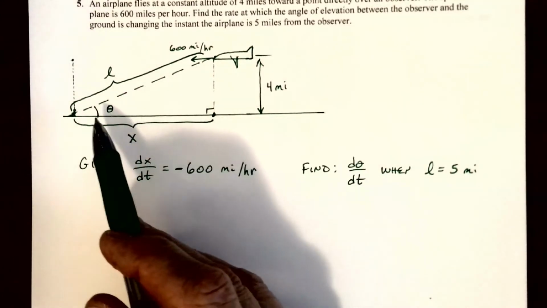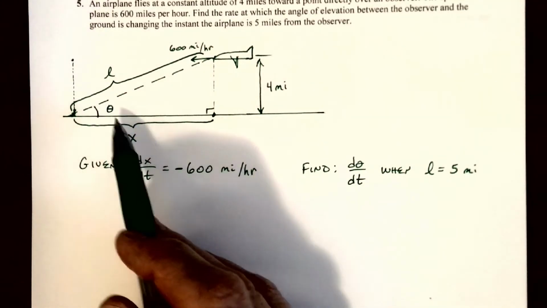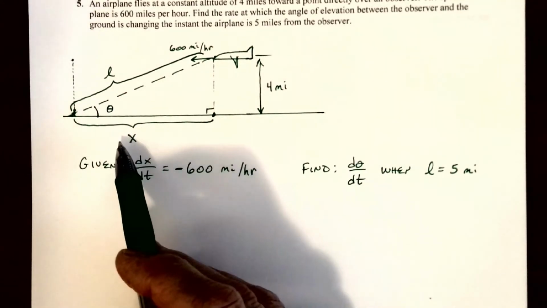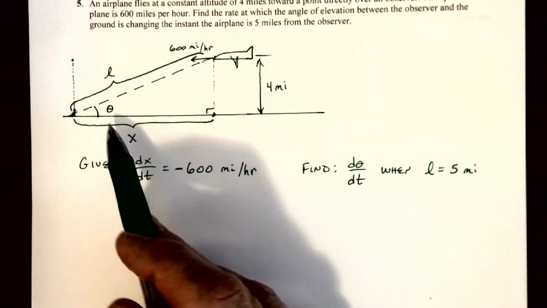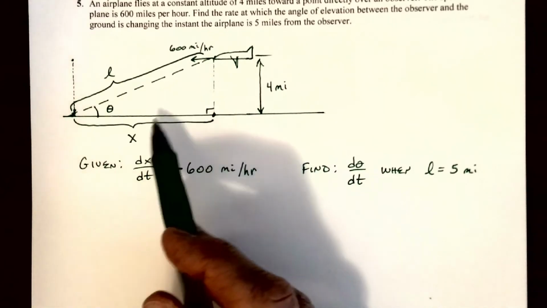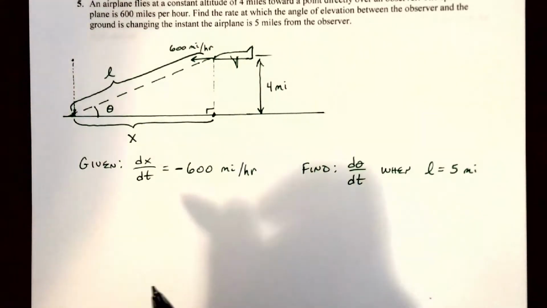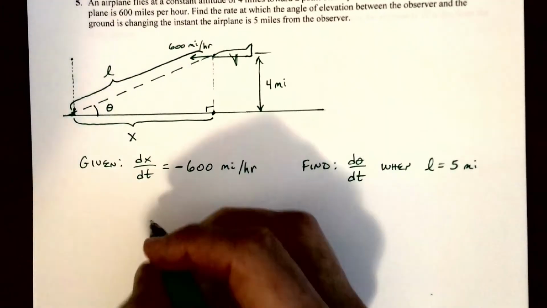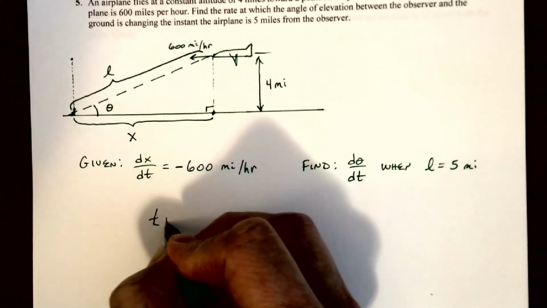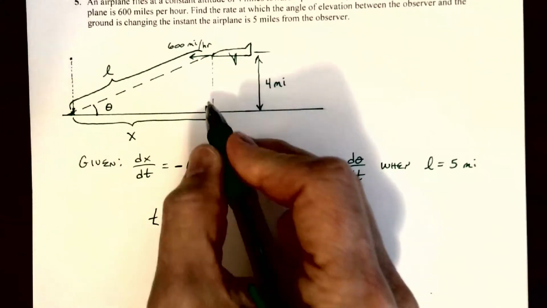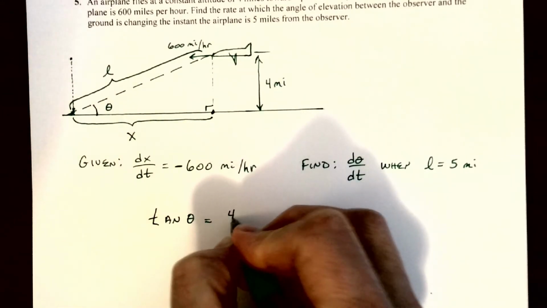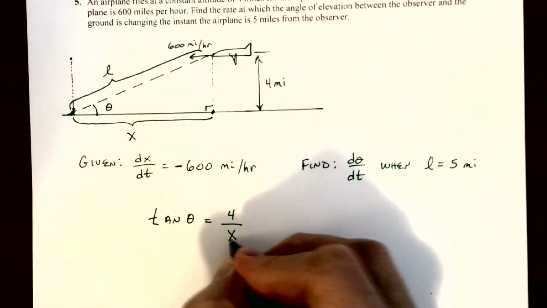What function will relate theta to x and 4, which is this length? Well, that's the opposite and the adjacent side lengths. The opposite and the adjacent side length. So I'm going to use tangent. My equation is going to be tangent of theta. Tangent of theta is the opposite, which is 4, divided by the adjacent, which is x.